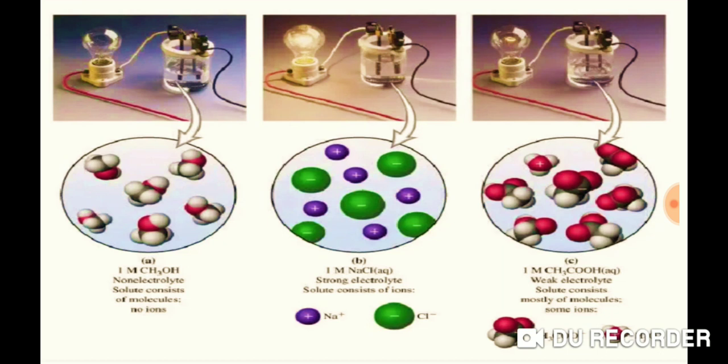On the other hand, if you see the second diagram, here we are taking 1 molar NaCl solution. NaCl is a strong electrolyte which dissociates completely into ions. Hence, the bulb glows. Whereas in the third case, we are using a weak electrolyte, that is 1 molar acetic acid CH3COOH. You can see that the brightness of the bulb is low. Why? Because acetic acid does not dissociate completely into ions. So the brightness is less.